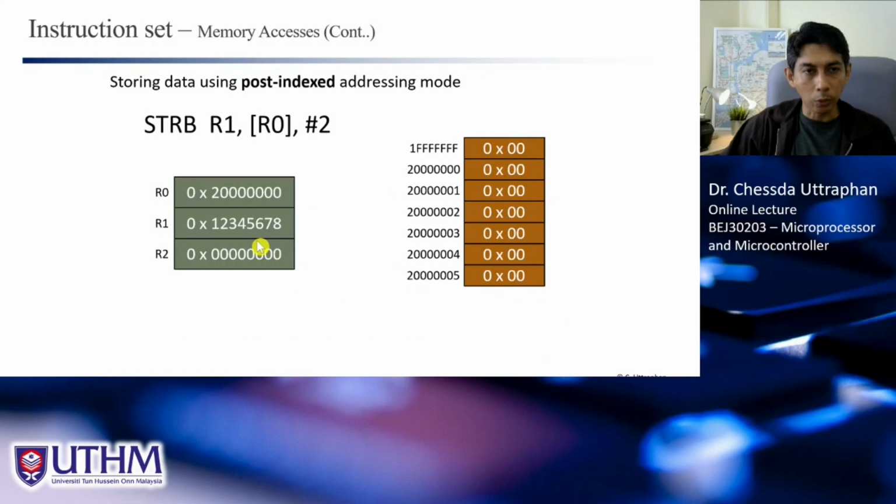But for this one, post index, we store the data first and we update the address here in R0, right? So this is called post index. All right, R0 is updated.